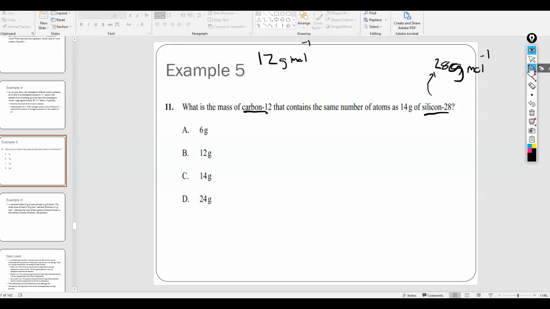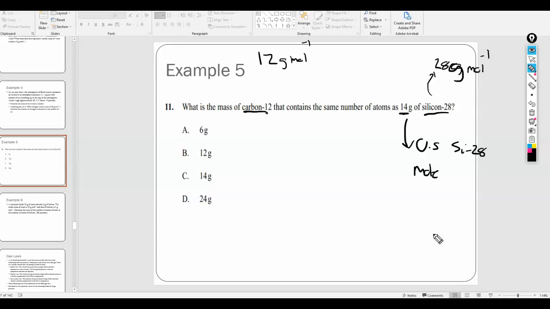So just to show you that that's true, let's think about this. If I have 14 grams and the molar mass is 28 grams per mole, that's basically saying I have half a mole of silicon-28, right? Because 14 is half of 28. So if I have half a mole of silicon-28, what does that have to do with the number of atoms in carbon-12? Well, let's think about this.